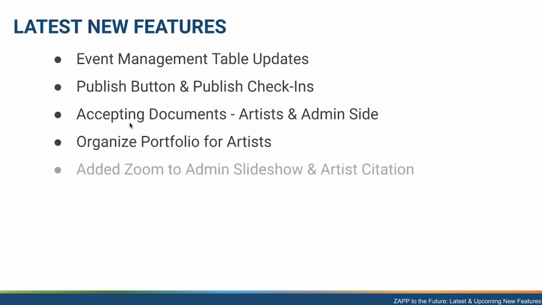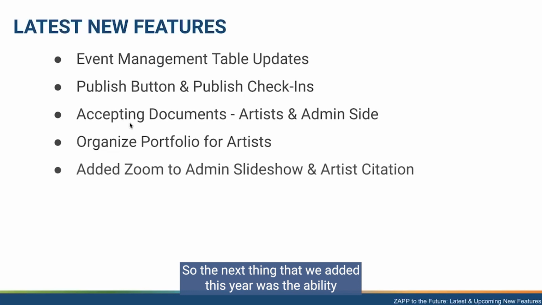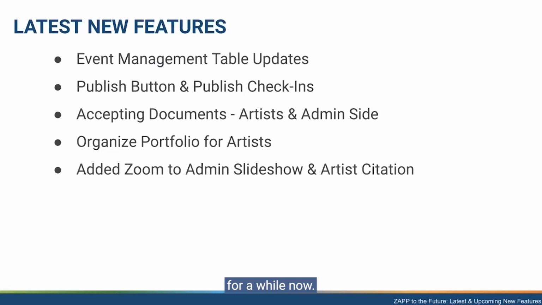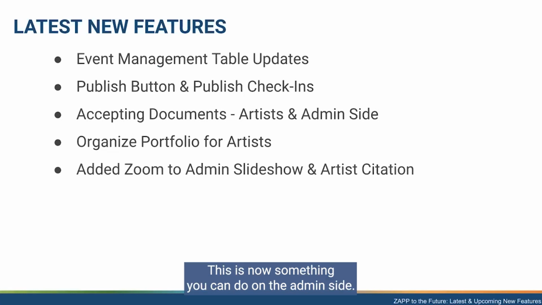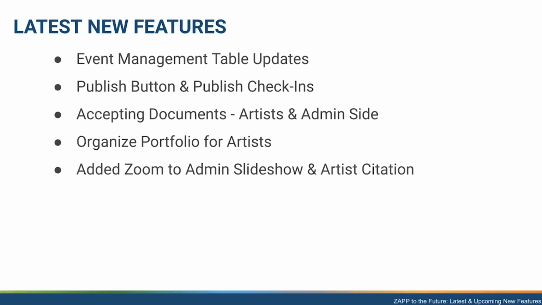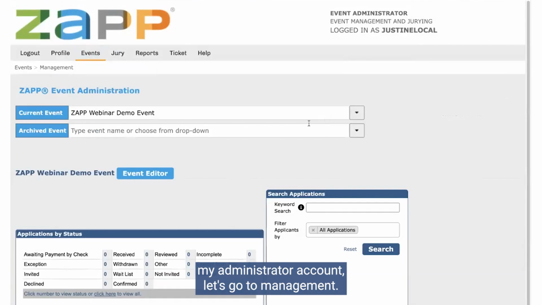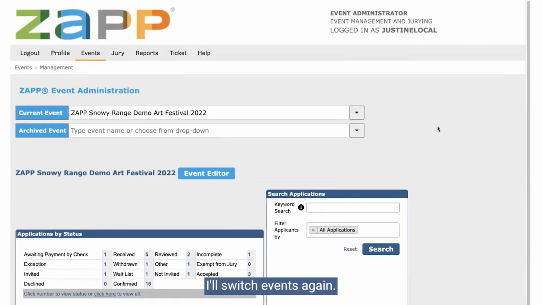All right. So the next thing that we added this year was the ability to zoom in on the artwork images as an administrator. So jurors have been able to zoom in and out of artwork images on the scorecard for a while now. This is now something you can do on the admin side. If I'm going to log back into my administrator account, let's go to event management. I'll switch events again.